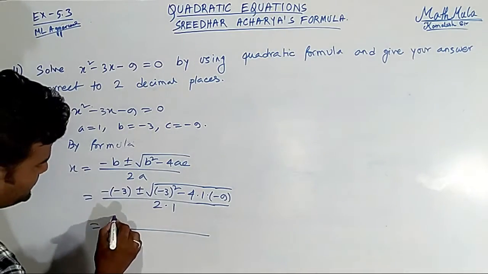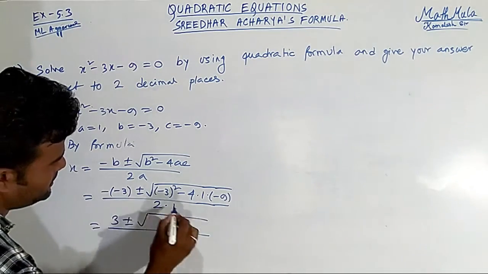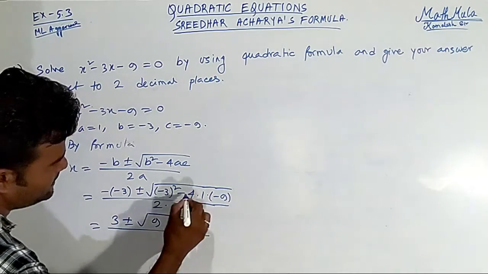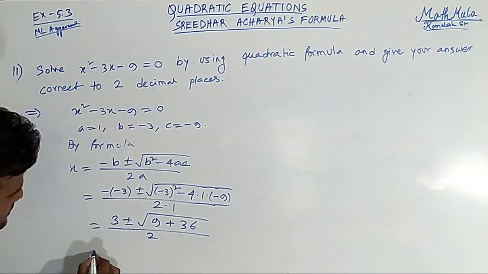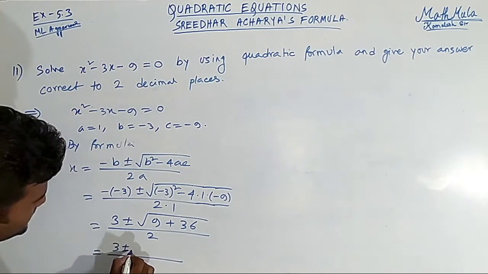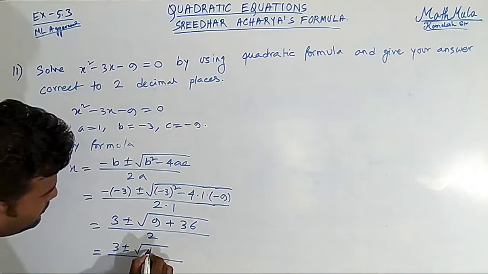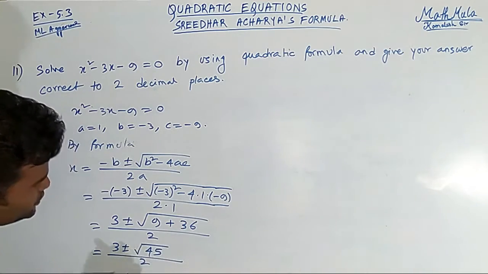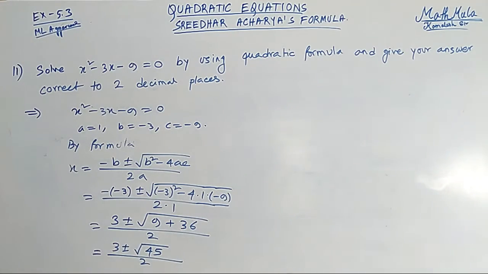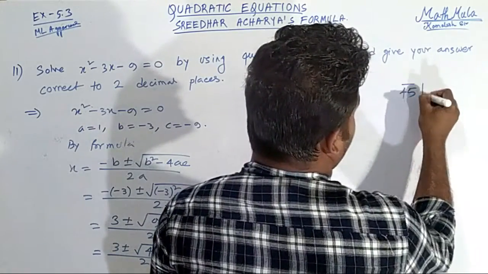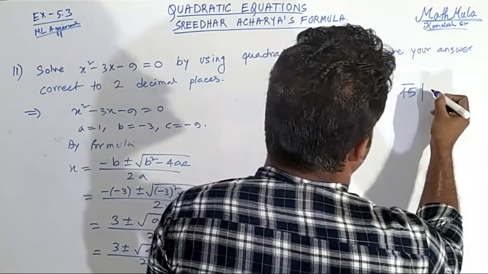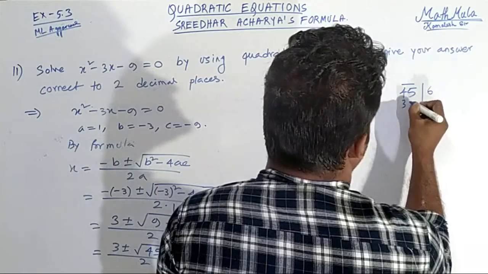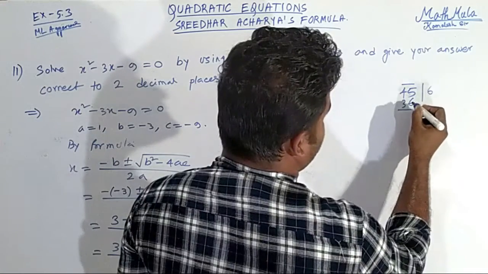Now minus minus plus 3 plus minus root over minus 3 whole square, that is 9, then minus minus plus 9 goes up 36 by 2. Now this is equals to 3 plus minus 45 by 2. Now we find the square root of 45 in decimal number, and this is 45, one pair. Now we divide 45 by the perfect square number, that is 6, 6 6s are 36, and subtract this from 9.